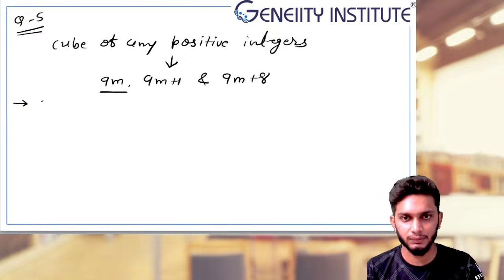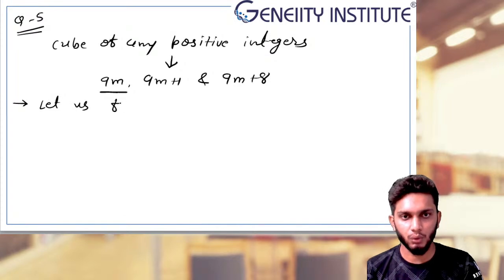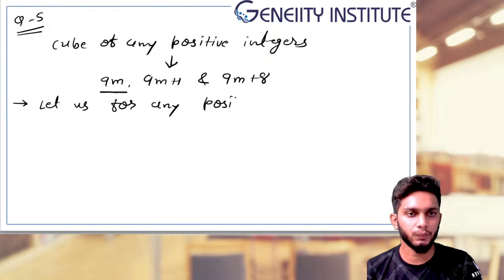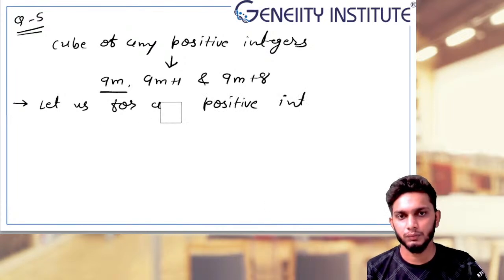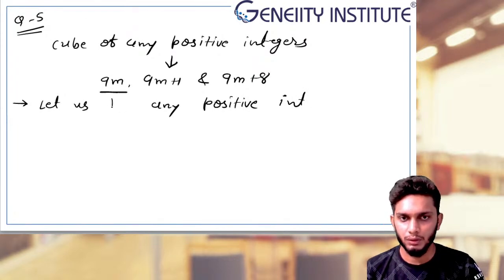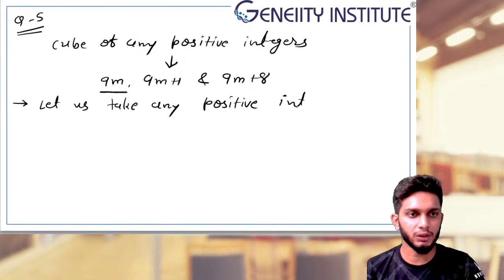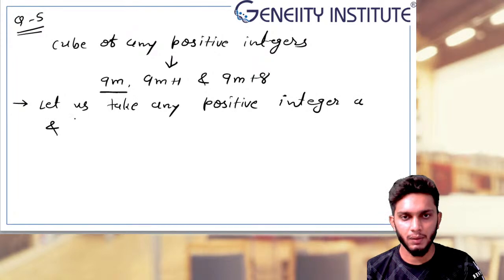Okay, let's take any positive integer a and b equals 3.